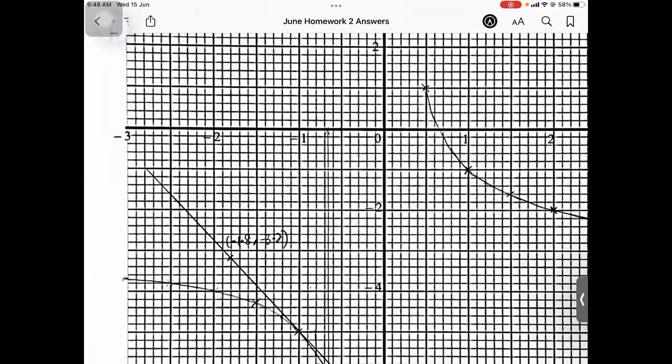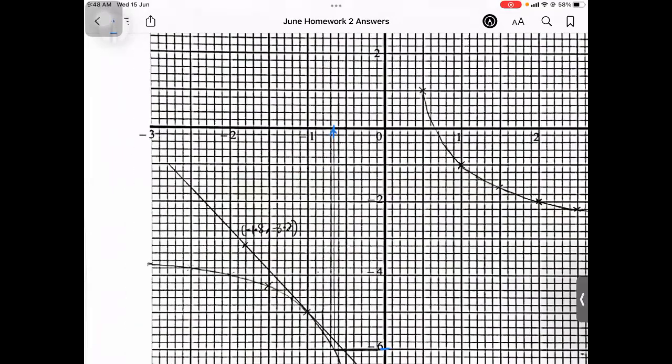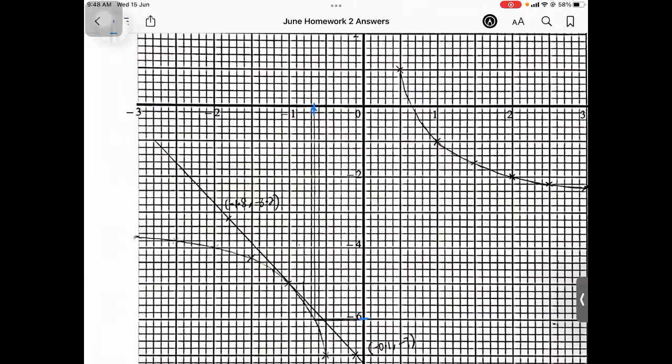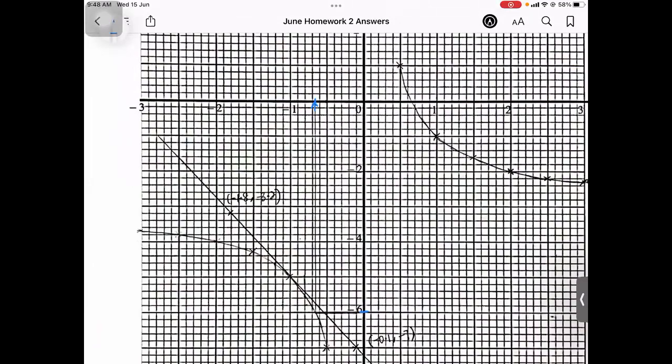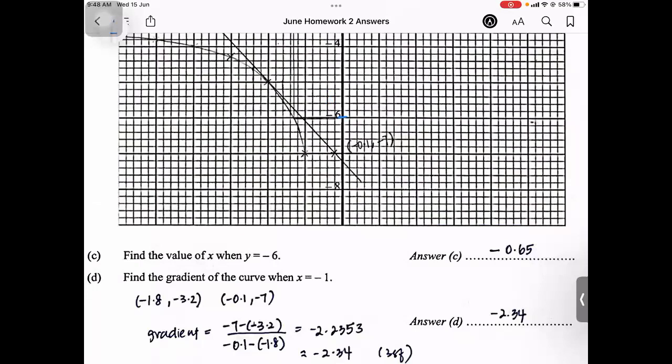Okay, please remember to read your scale correctly. There are 10 squares over here. One small square is 0.1. This is a negative number. So it's negative, not negative 1 point something, but lesser than 1. So I got negative 0.65. Different people may get slightly different answers depending on how you draw your graph.